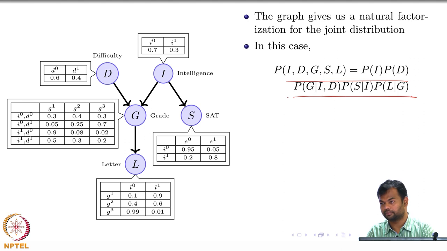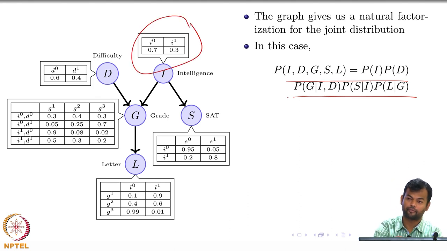Unfactorized joint distribution. If I want to give you the full table, how many values do I need to give you? 48. Is that fine? 2 into 2 into 2 into 2 into 3. Right? How many do I have here? 15. Is that all? How many did you count here? 1. Good. Because we have to remove that, the summation equal to 1, right? We have to account for that.